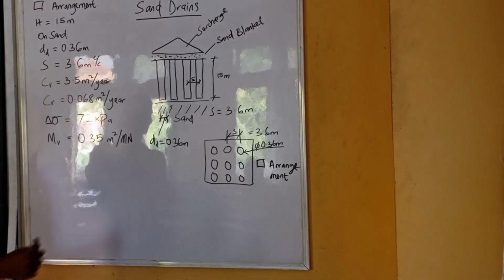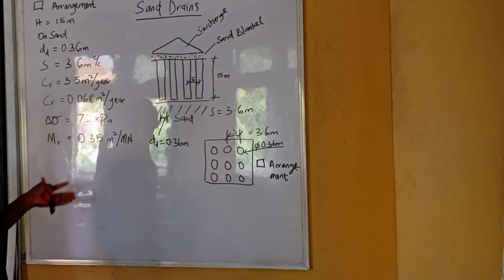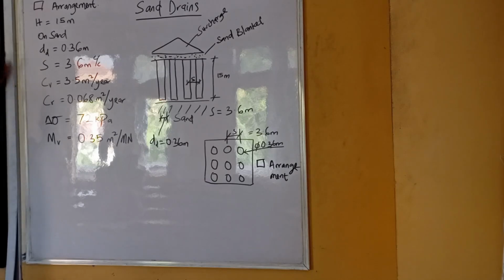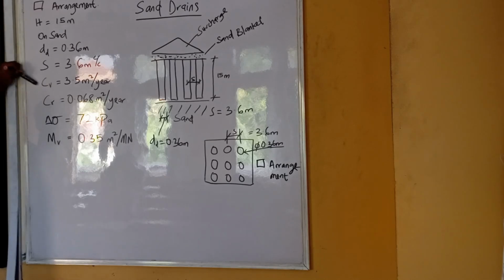So, from here now, you'll be able to draw the diagram. Let's go through the parameters. DG is the diameter of the plane, that's 0.636. S is the spacing, 3.6. CV is the coefficient of vertical consolidation, or coefficient of consolidation. CR is also a coefficient of consolidation.